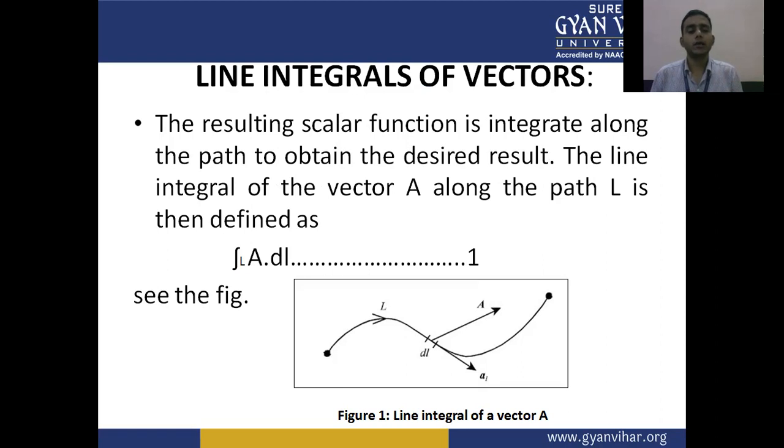The line integral of the vector A along the path L is then defined as the integral over L of A dot dl. So the integral over L is A dot dl. From the figure, you are able to understand the concept of the line integral of the vector. This is equation number 1.